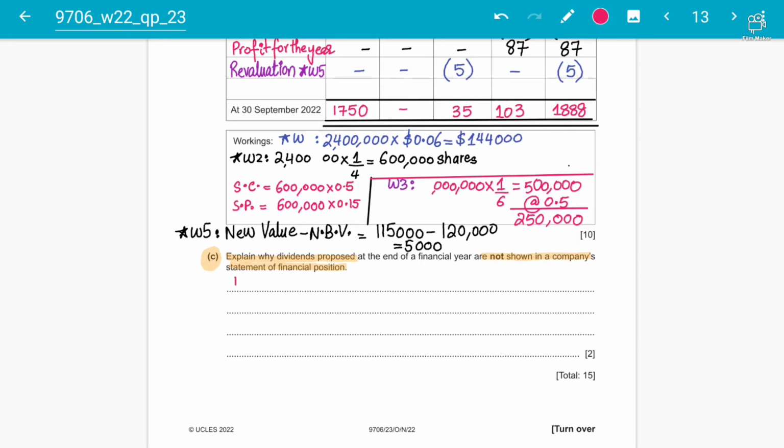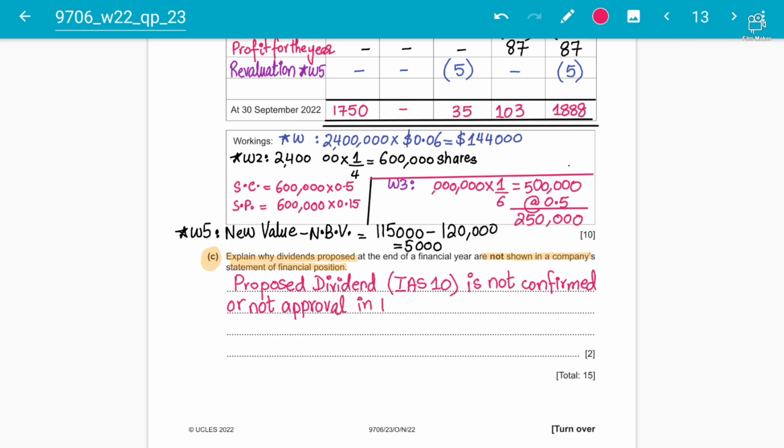You need to understand that a proposed dividend, according to IAS 10, is not confirmed at the annual general meeting. It's not confirmed or yet approved. It is not approved in the annual general meeting, the AGM. So that is why it is just a proposed dividend. You mention it in the notes and you don't show it in the statement of financial position. It has not been approved in the AGM by the shareholders.